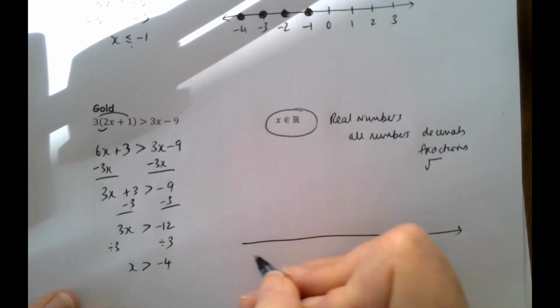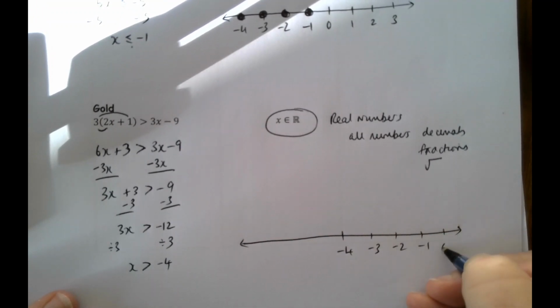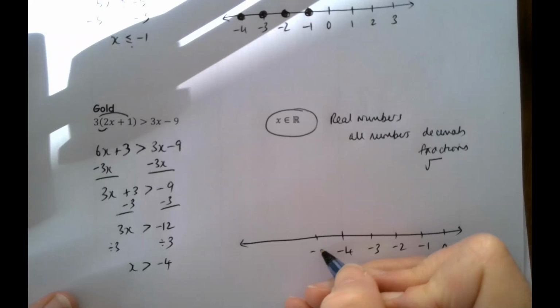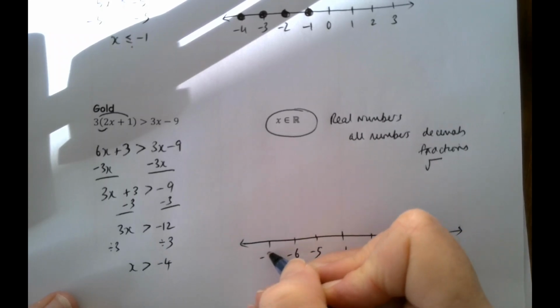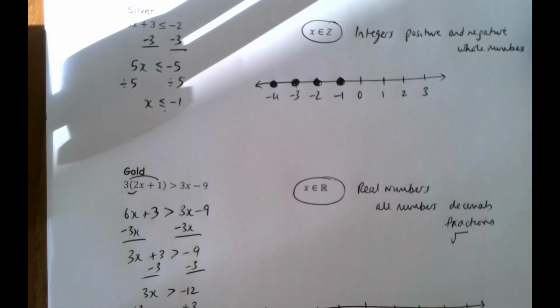Draw my number line. Put minus 4 in the middle. Minus 3, minus 2, minus 1, 0. Remember, going towards 0 on that side and away from 0 on this side. x is going to be greater than minus 4. Minus 4 is not included in this.